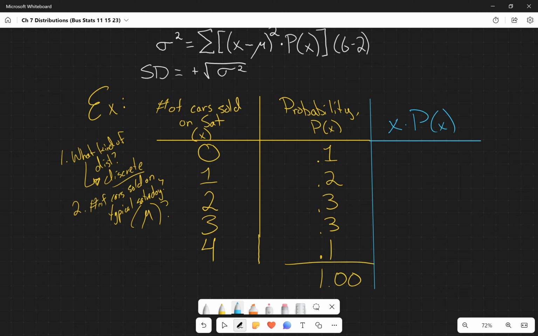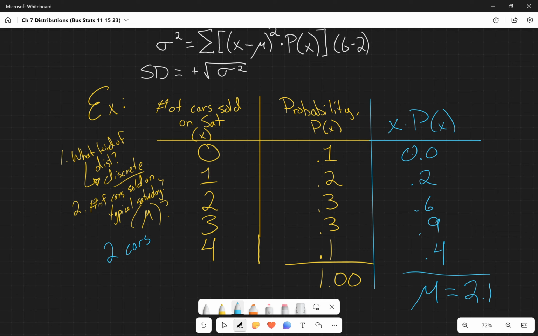Okay, so 0 times 0.1 is going to give us 0.0, right? Anything times 0 gives us 0. That one's easy. 0.2 times 1, also easy. Anything times 1 is just itself, 0.2. 0.3 times 2 is going to be 0.6. 0.3 times 3 is going to be 0.9. And 0.1 times 4 is going to be 0.4. We add all these things together: 0.9 plus 0.4 plus 0.6 plus 0.2 gives us an average, a mu, of 2.1. So we can say you can expect to sell about 2 cars. You can't sell 0.1 car, right?